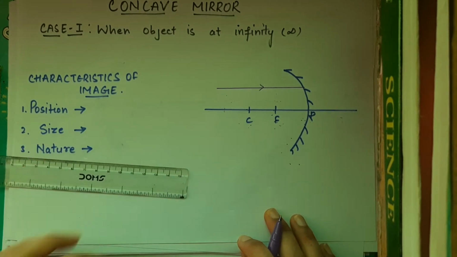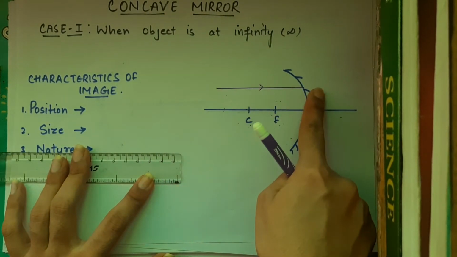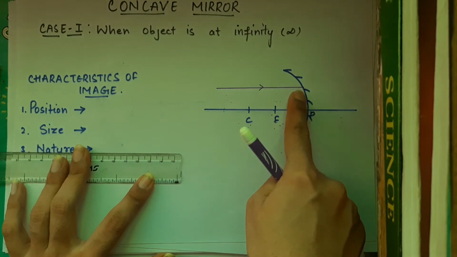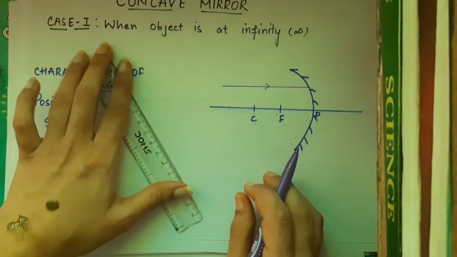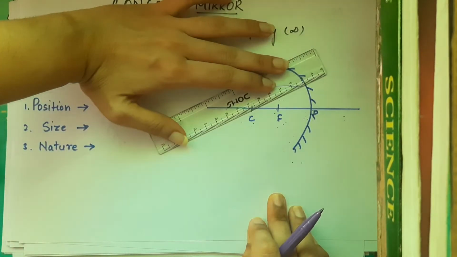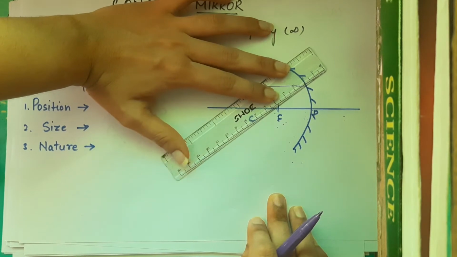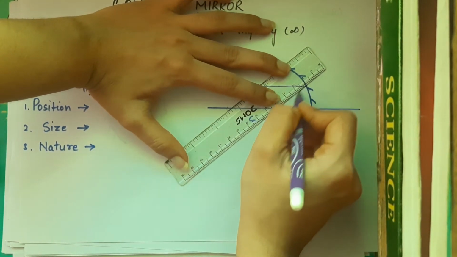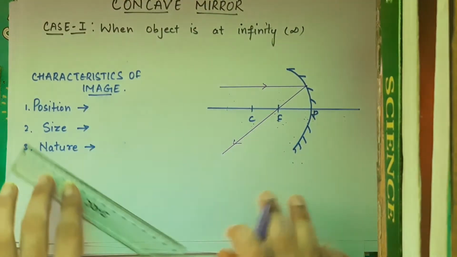And I know from rule number 1 that the light ray coming parallel to the principal axis, after reflection from the mirror, passes through the focus. So that's what will be done here. So it will pass through the focus.